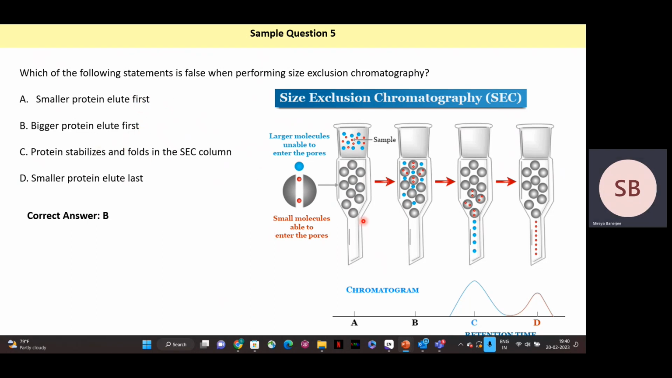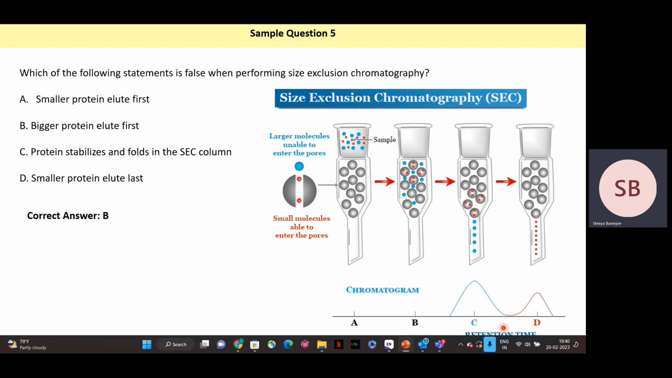And sorry, the question is which of the following statements is true? This should have been true. I think there is a mistake in this. So which of the following statements is true? Bigger protein eluted first, that is true.